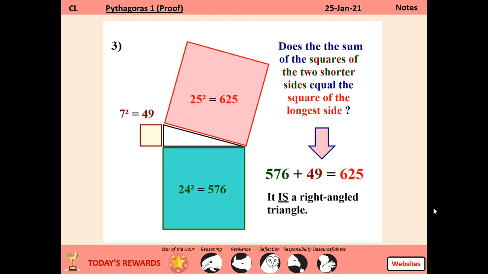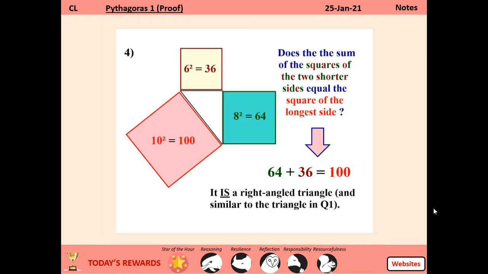You can use your calculator when you've got big numbers, so use your calculator. And question 4, it is also a right angle triangle because 64 plus 36 is equal to 100. And it mentions here that this question is actually similar to question 1 because they are all square numbers.